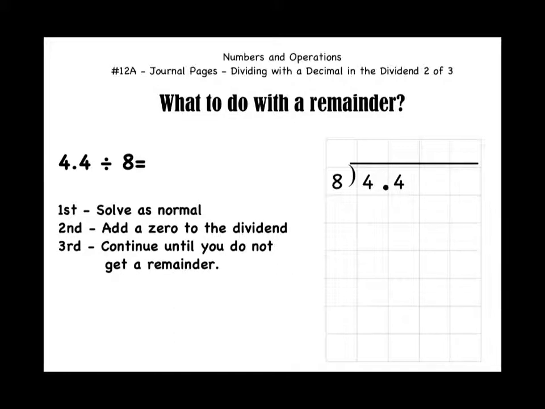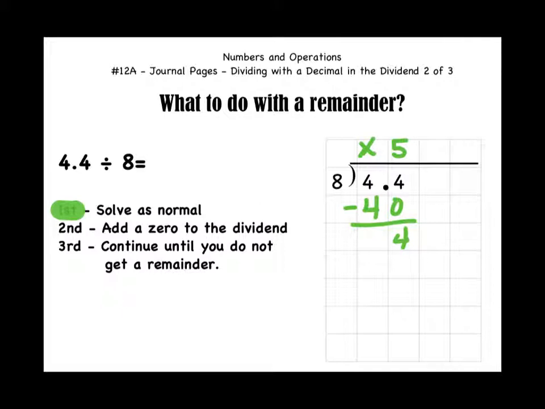So in order to do that, we're going to follow these steps. The first thing we're going to do is solve as we normally would. So I'm going to find that I cannot take any groups of 8 out of 4, so I know I'm not going to begin my answer there. But I can get 5 groups of 8 out of 44, so I'm going to write 40, and I'm going to subtract, and I'm going to have a remainder of 4.